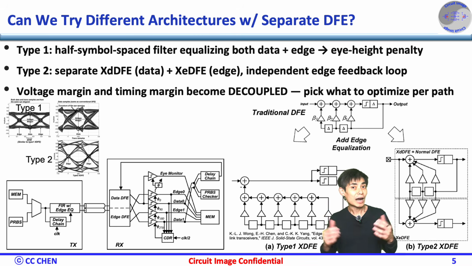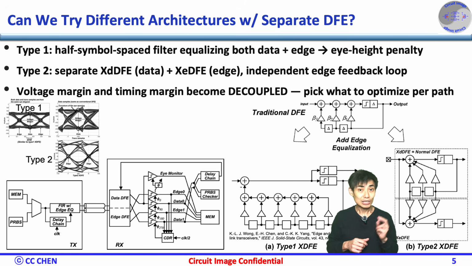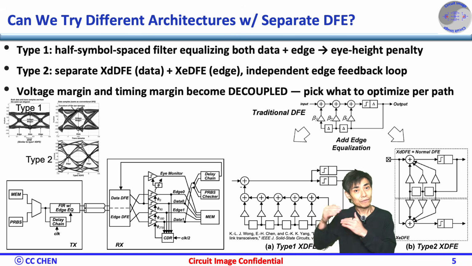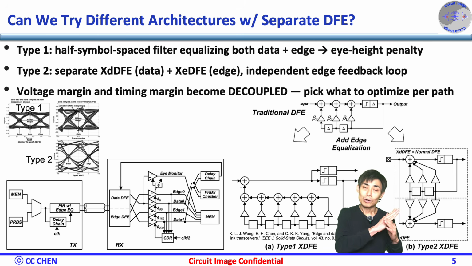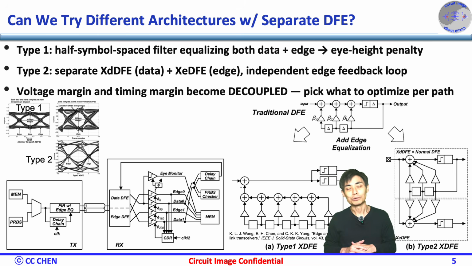Type 2 is the better idea for the receiver. It uses two separate paths. One path is XDFE. This is a normal data DFE. It's optimized for the data sample and voltage margin. The other path is XEDFE. This is the Edge DFE. It's optimized for the edge sample and CDR timing information.